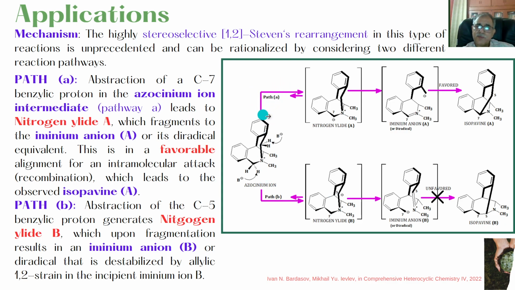Now the two paths are that when abstraction of a proton takes place at carbon 7, that means this type of carbanion will be formed, where nitrogen has a positive charge and this carbon has a negative charge, so that means a nitrogen ylide of this type will be formed. And then when this forms a double bond, that means this carbon-nitrogen bond will break, and this will change into this type of ammonium anion.